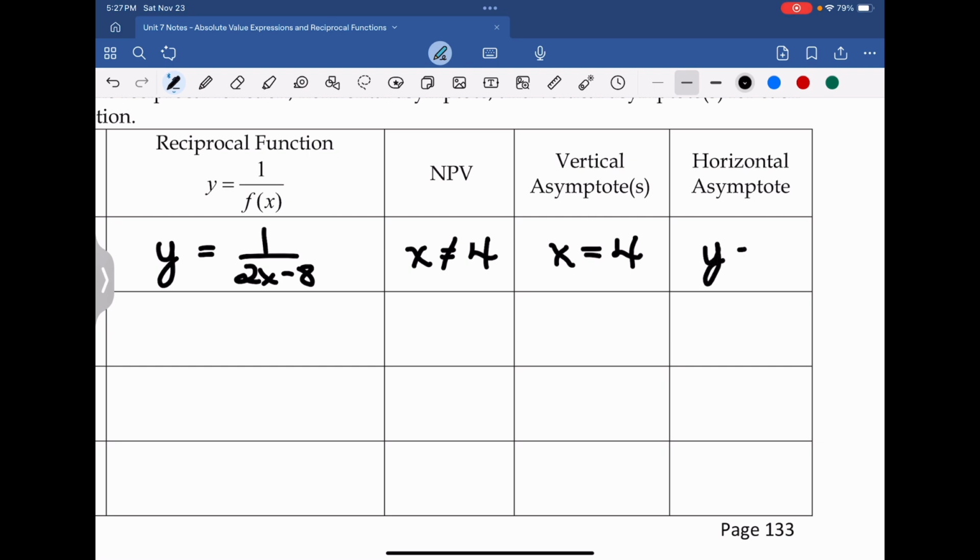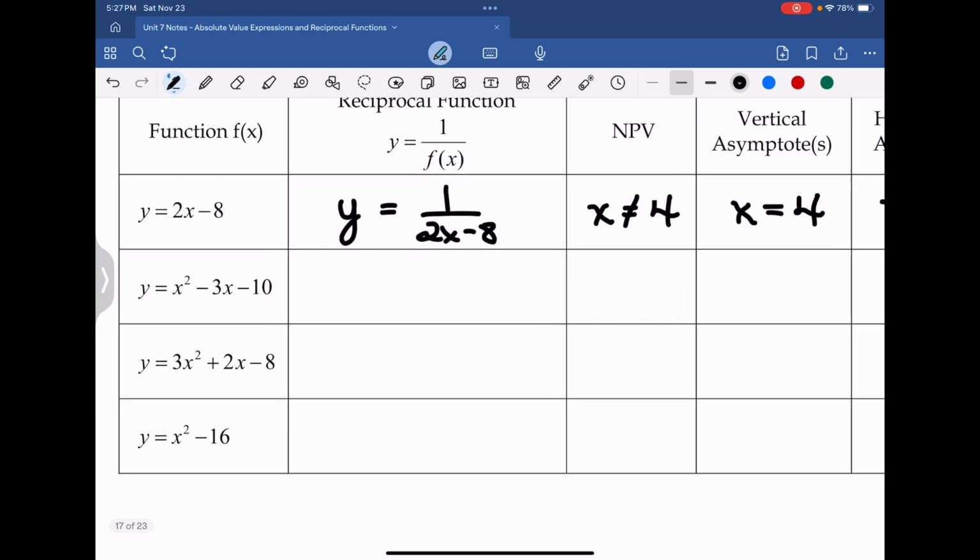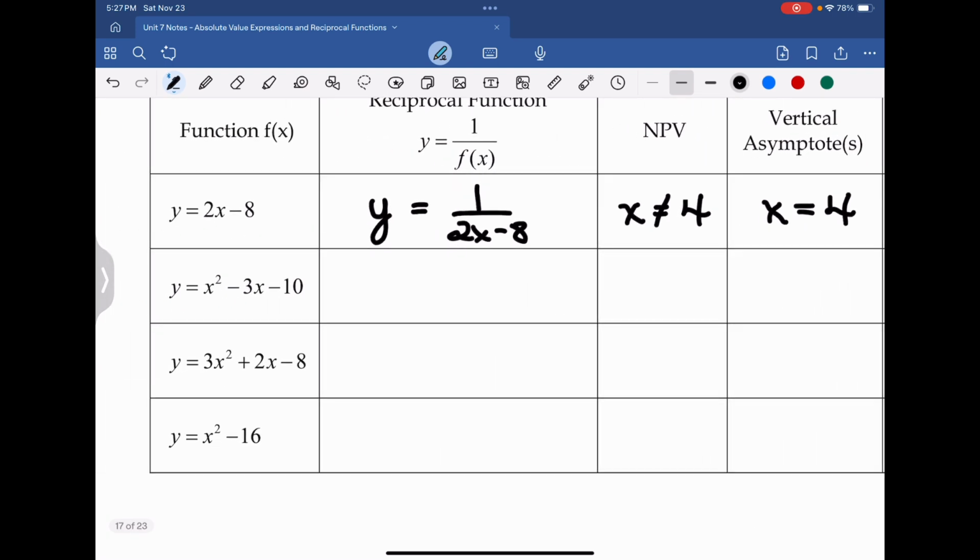What is our horizontal asymptote? It's where y is equal to 0, or x is equal to 0, not y. x is equal to 0. As long as x is equal to 0, that defines that line which we cannot cross, that this function will never cross. Okay, let's go down to this one here.